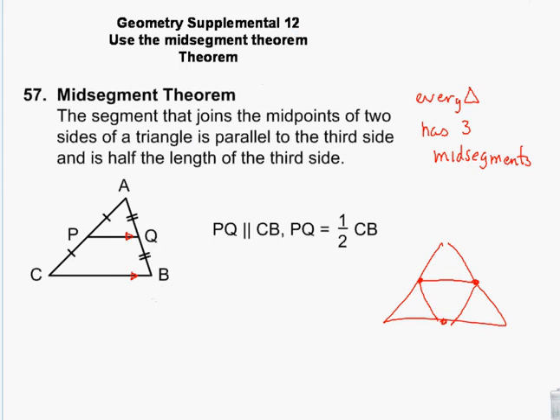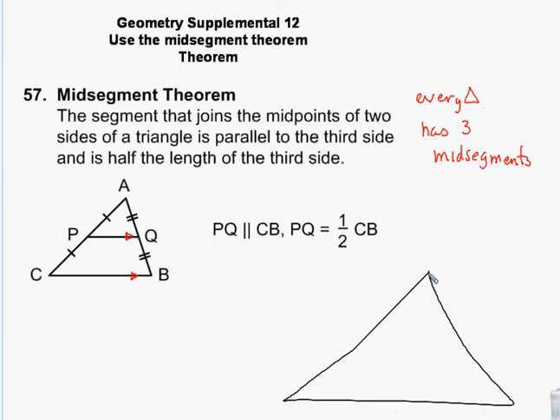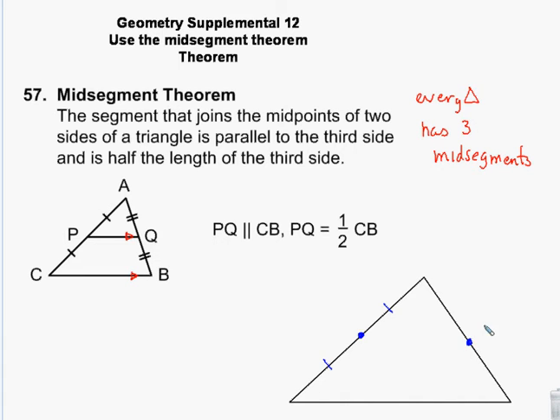You do get something really interesting with the midsegment, so let me make a better version. Let's say I have that triangle. And this is a midpoint, which means this length is the same as that length. And if this is a midpoint, then this length is the same as this length. And if this is a midpoint, then these lengths are the same.